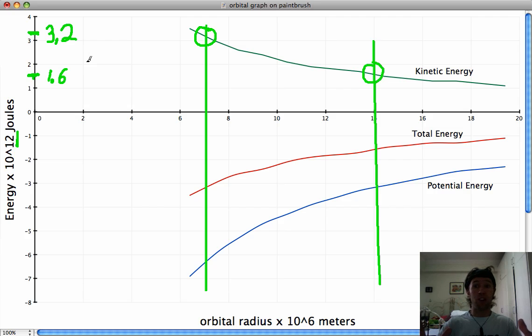And so you should rationalize that if kinetic energy has been cut in half, and if kinetic energy is 1/2 mv squared, if you bring down the kinetic energy and the mass stays the same, then the velocity has to go down as well. So anything at a higher orbit will have slowed down.